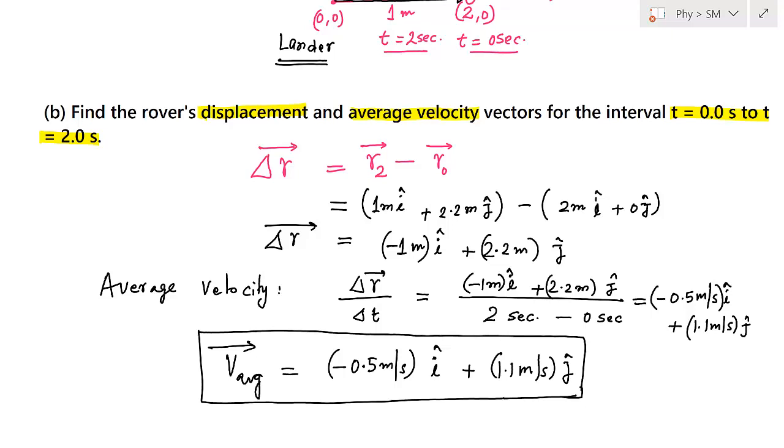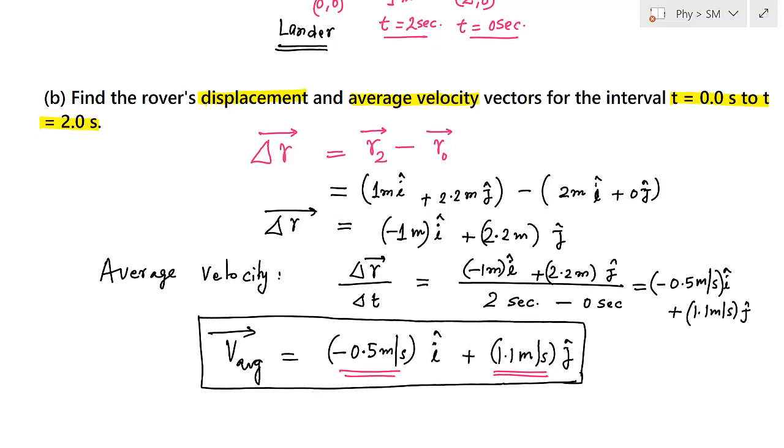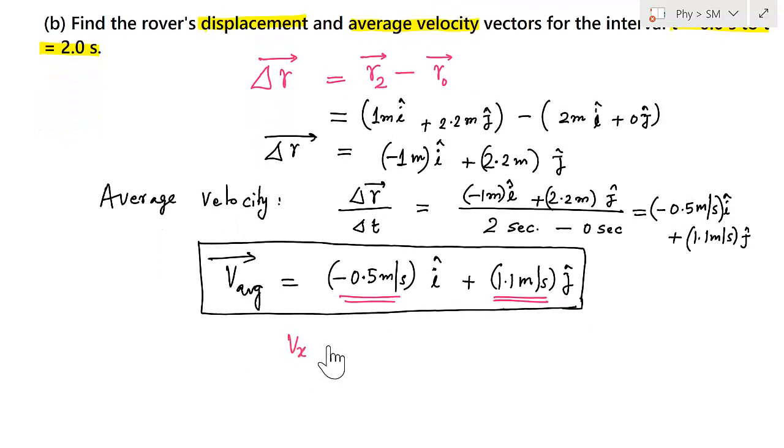So in terms of Cartesian coordinates, I can say the velocity vector has two components, one is vx and another is vy, and vx is nothing but minus 0.5 meter per second, and vy is nothing but 1.1 meter per second. So the rover has two components of velocity, x component as well as y component. This means this is an example of 2D motion. So the rover is moving in a plane.